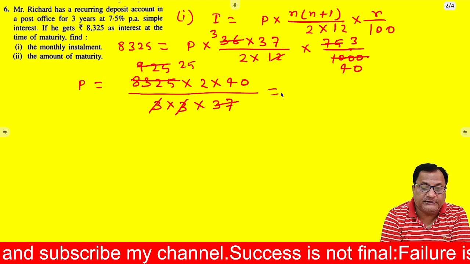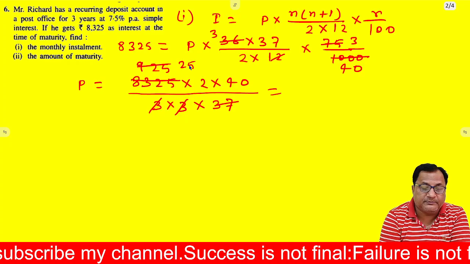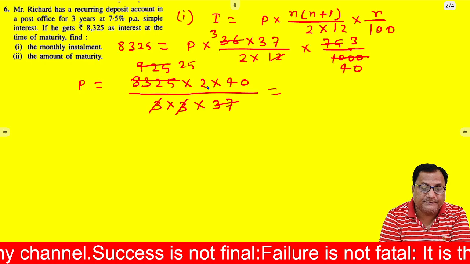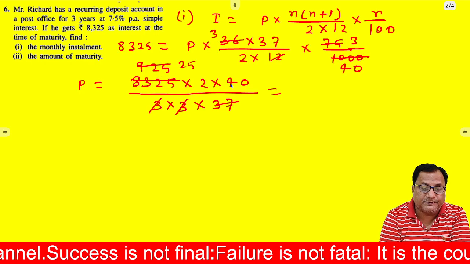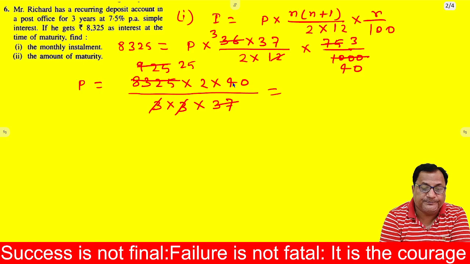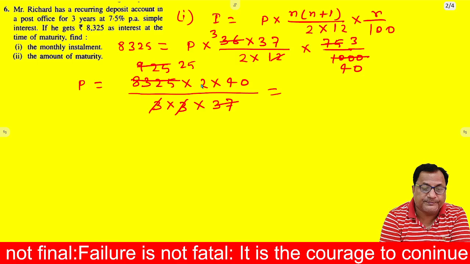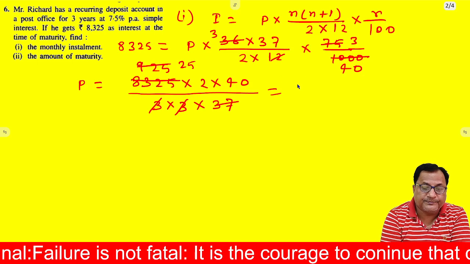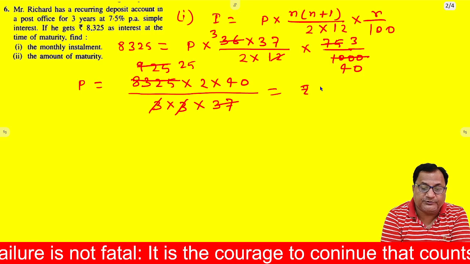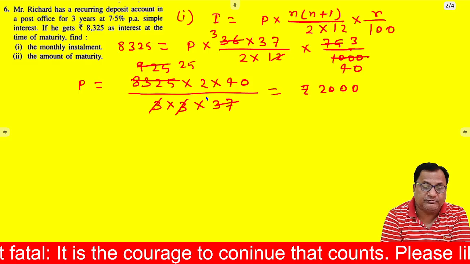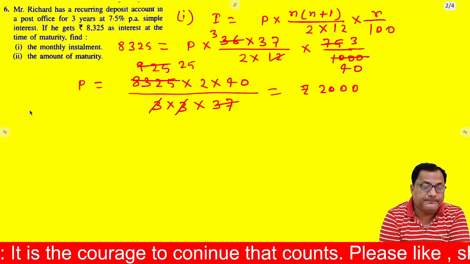Now we will multiply 25 into 80, that is 2000. This will be rupees 2000. So P is 2000.